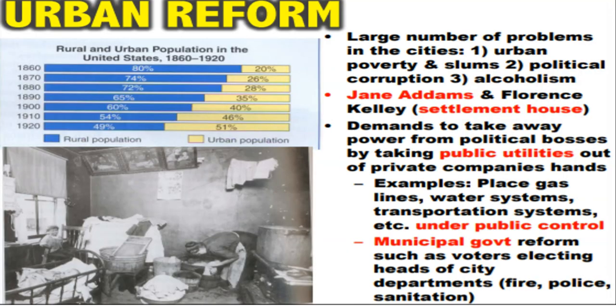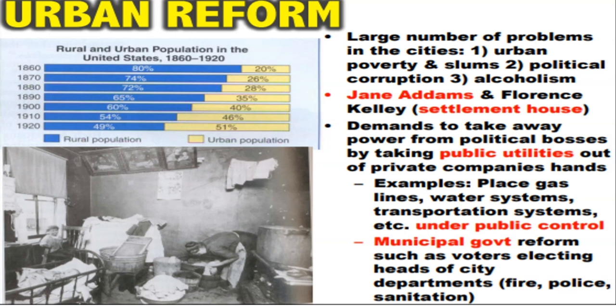Urban reform. As you may know, throughout the Industrial Revolution, there was a big movement of people from farm life into city life, and this created a whole bunch of problems such as urban poverty, political corruption, as well as alcoholism. Jane Addams and Florence Kelley basically fought for better housing conditions for females as well as immigrants in the cities.